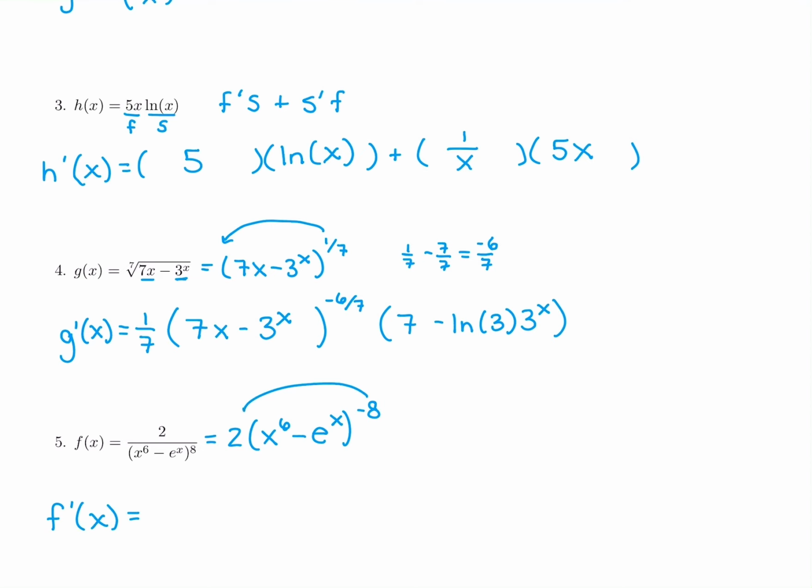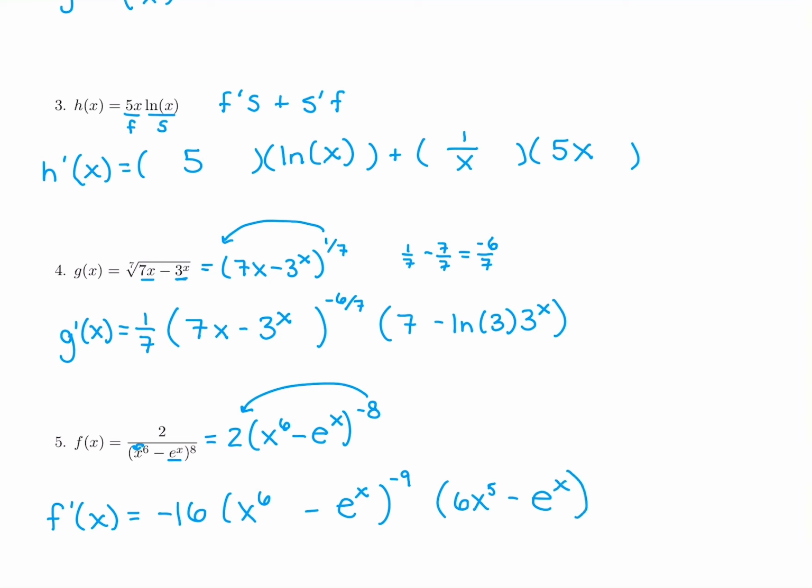So I'm going to just bring down this power. 2 times negative 8 is negative 16. Subtract 1 for the new power. Negative 8 minus 1 is negative 9. Copy down this original inside. And last part of chain rule, multiply by the derivative of the inside. Derivative of x to the 6 is 6x to the 5th. And then we had minus, derivative of e to the x is e to the x.